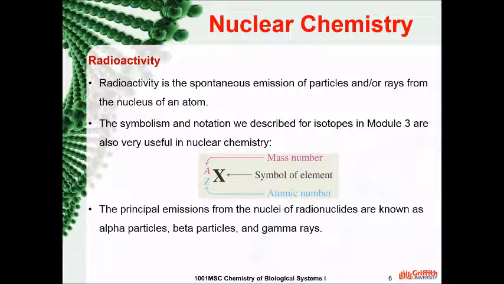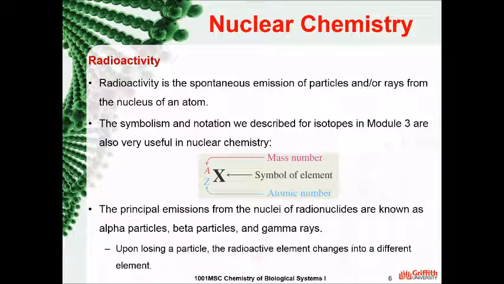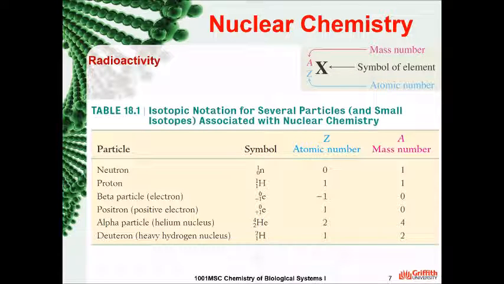The principal emissions from the nuclei of radionuclides are known as alpha particles, beta particles, and gamma rays. Upon losing an alpha or beta particle, the radioactive element changes into a different element. There are a few particles that you will need to learn.